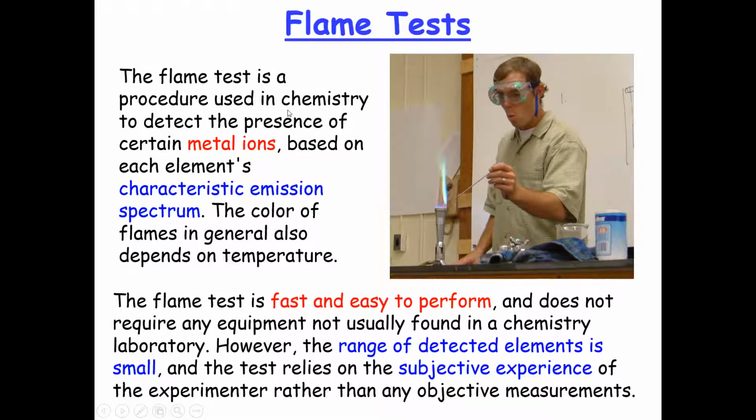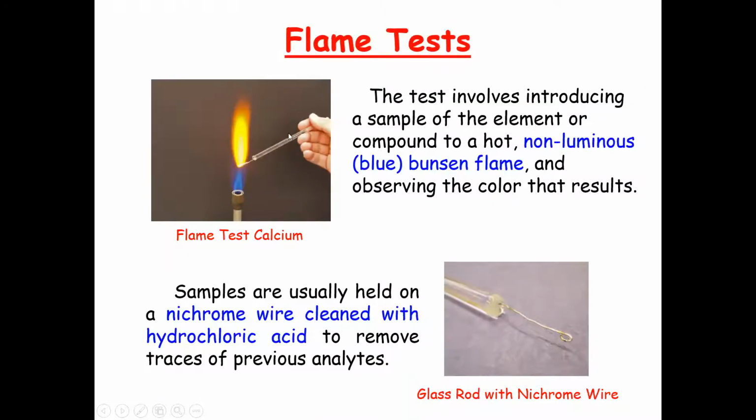The flame test is a procedure used in chemistry to detect the presence of certain metal ions based on each metal's characteristic emission spectrum. The color of flames in general also depends on temperature. The flame test is fast and easy to perform and does not require any equipment not usually found in a chemistry lab. However, the range of detected elements is small and the test relies on the subjective experience of the experimenter rather than any objective measurements. So, this is the flame test.